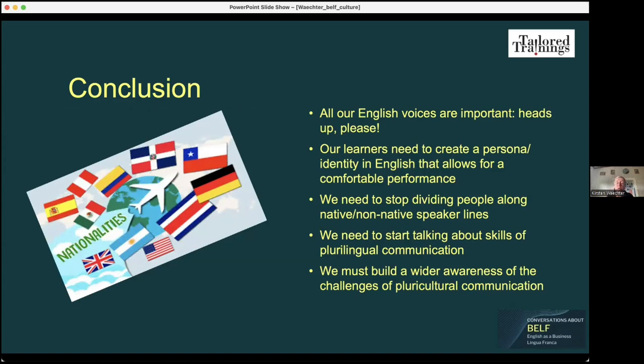Our learners need to create what I call a persona or identity in English that allows for comfortable performance. So they need actually a wider range. I actually think we have to stop dividing people along native and non-native speaker lines. They are either effective communicators or they're not effective communicators and want to be so. So want to be effective communicators, hopefully. And we need to start talking about the skills of plurilingual communication and, of course, build this wider awareness of the challenges of pluricultural communication. I think BELF is a great way to do that.